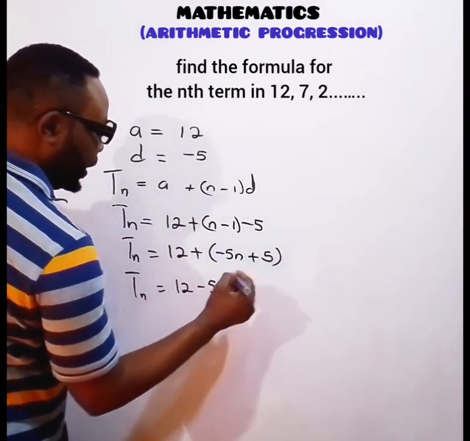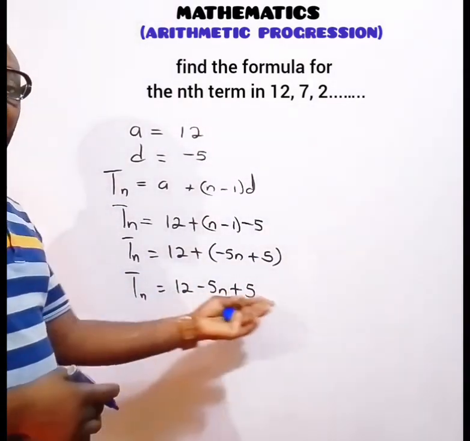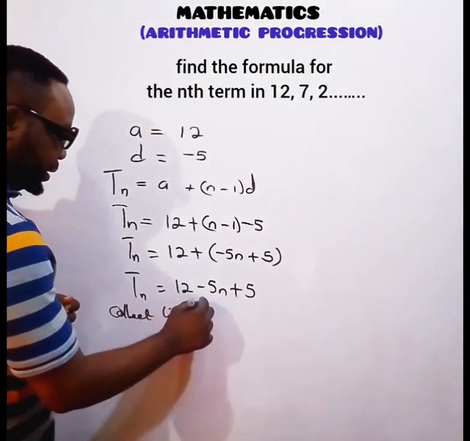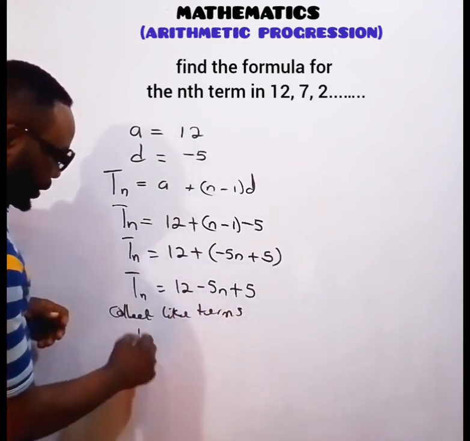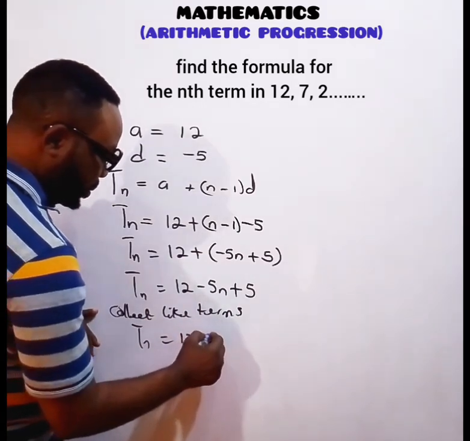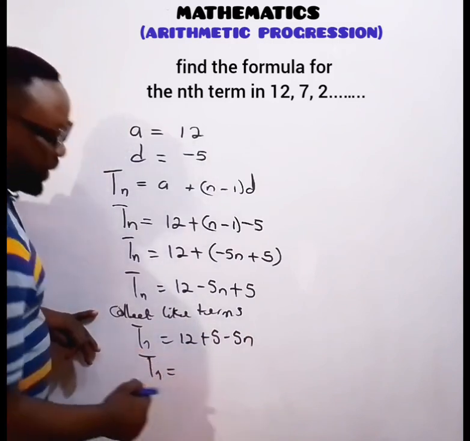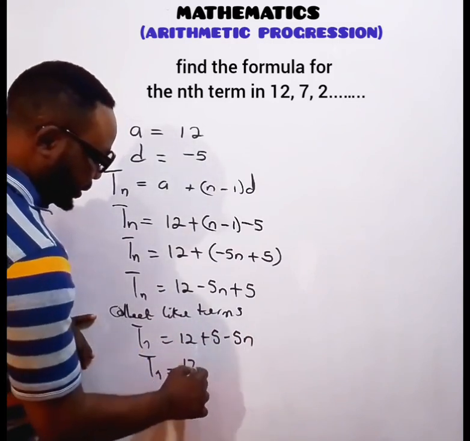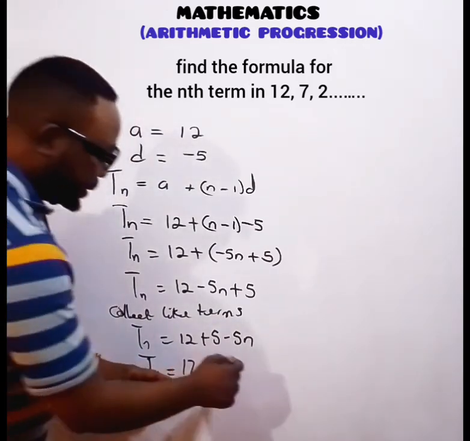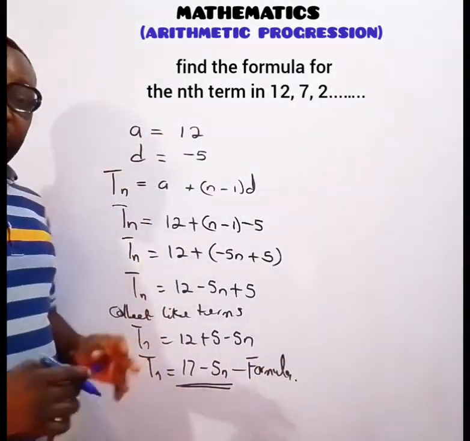So we are having the nth term to be equal to 12 plus times minus, minus 5n, plus times plus, plus 5. Now, having seen it this way, you can see that we have some terms that are alike. So we have to collect the like terms now. Collect like terms. So we are having the nth term to be equal to 12 plus 5 minus 5n. So the nth term can now finally be equal to 12 plus 5 is 17 minus 5n. That is the formula for the nth term of the expression given to us.